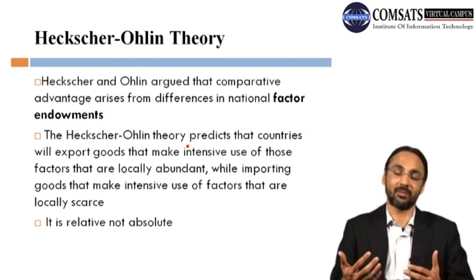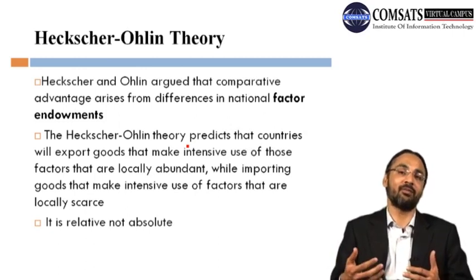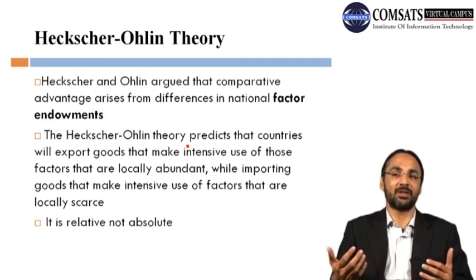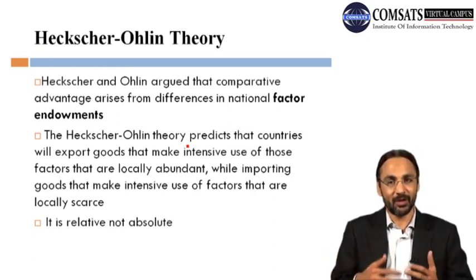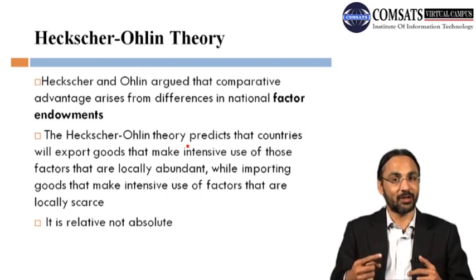If Saudi is blessed with some other factor endowment, like if they have some mineral, then we have to compare which thing is present in a more abundant form, oil or that mineral. Of course, if oil is more, then we will consider that Saudi is blessed with oil, and they have to export oil. That means in relative terms, not the absolute one.